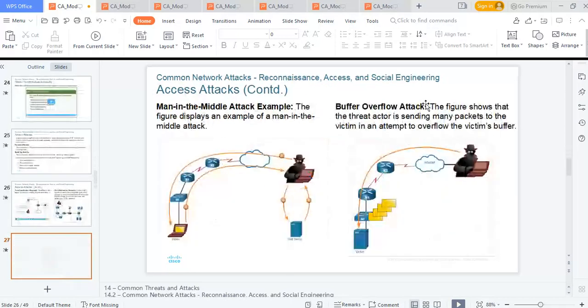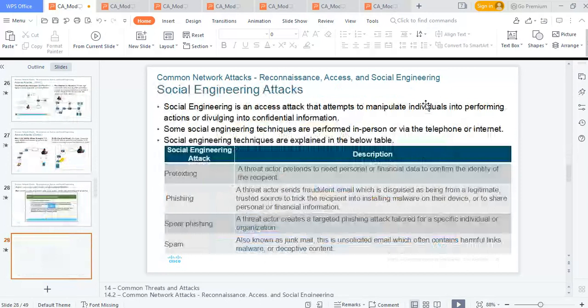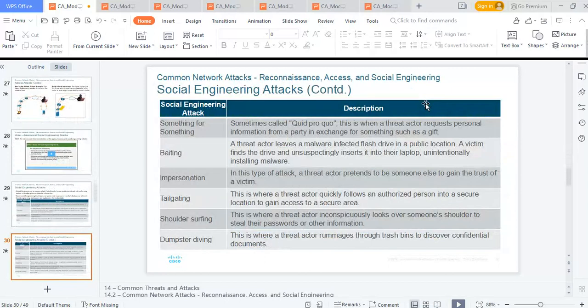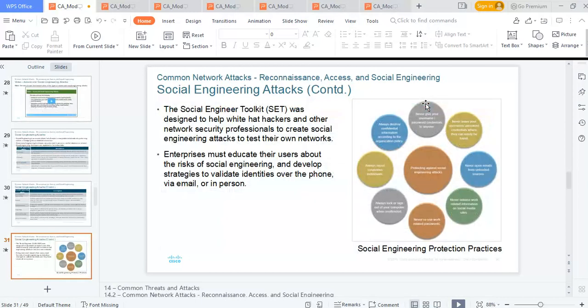Access attack. You also have social engineering attacks, pretexting, and the rest. These are basics. You could read them up and make your notes.